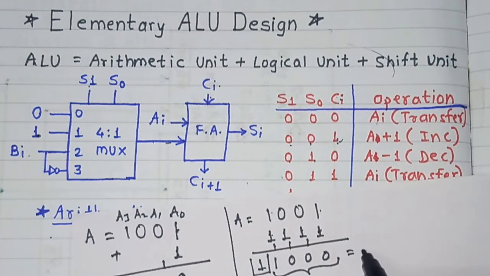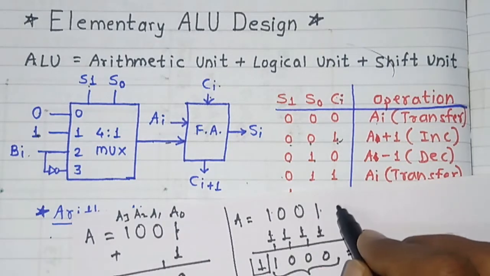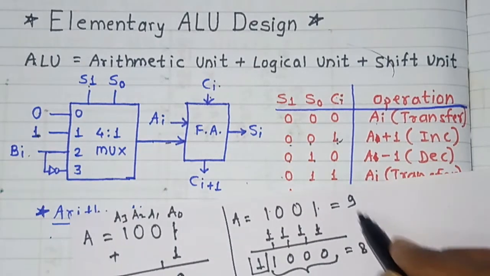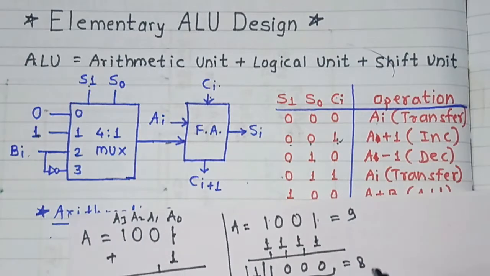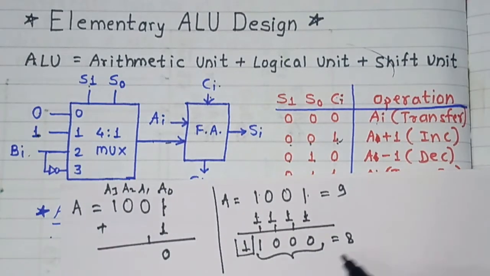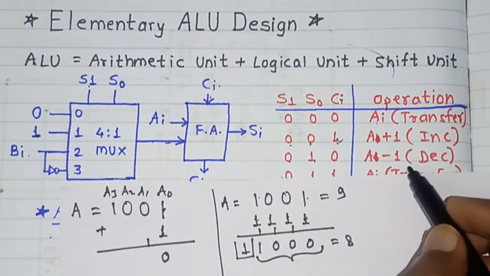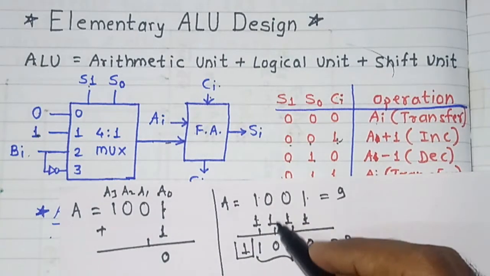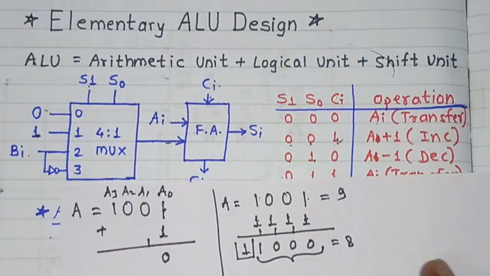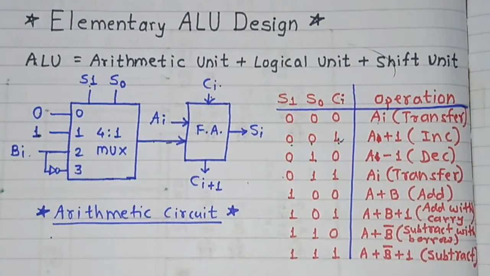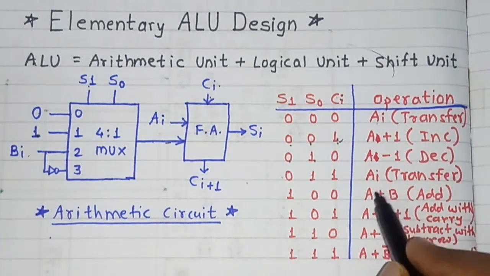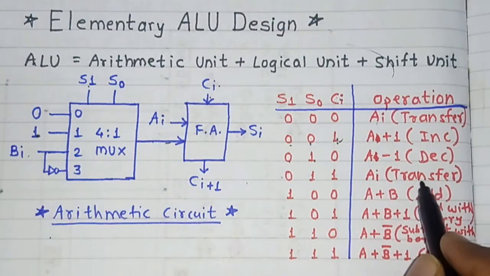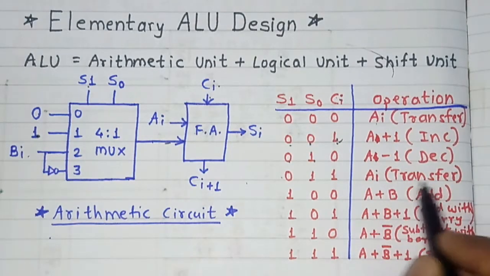This 4-bit value is 8, and this original value was 9. So here the decrement operation is performed. Likewise, we can perform the decrement operation by adding 1s into each and every bit of the A variable. Now the next operation is again the transfer operation. So again it is transferring.